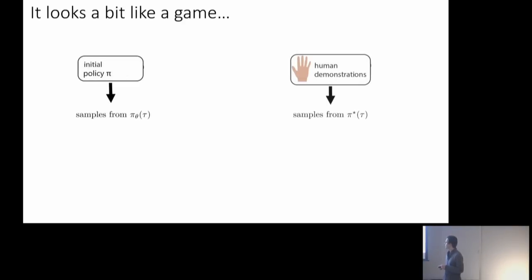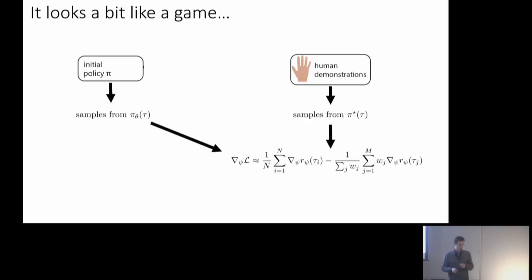But now some of you might have noticed that this method kind of has the flavor of a game almost. So you have this initial policy. The policy generates samples. And then you have your demonstrations, which are also samples. You can view them as samples from a different policy, from pi star. And your reward function is trying to make the reward of the demonstrations big and the reward of the samples from the policy small, modulo these importance weights. But basically, you need to make the reward from the policy small. So the demos are made more likely and the samples are made less likely.